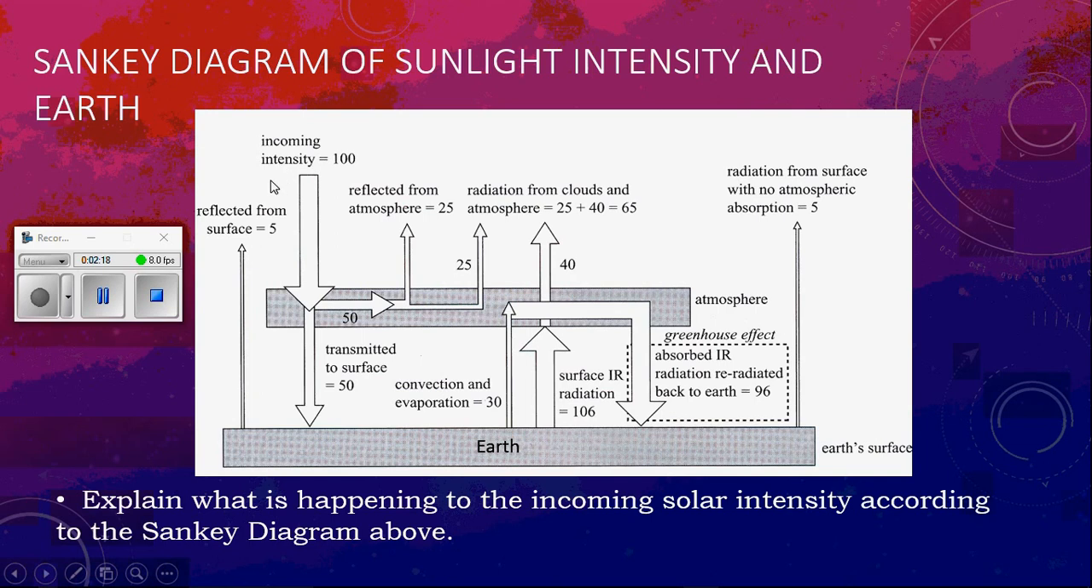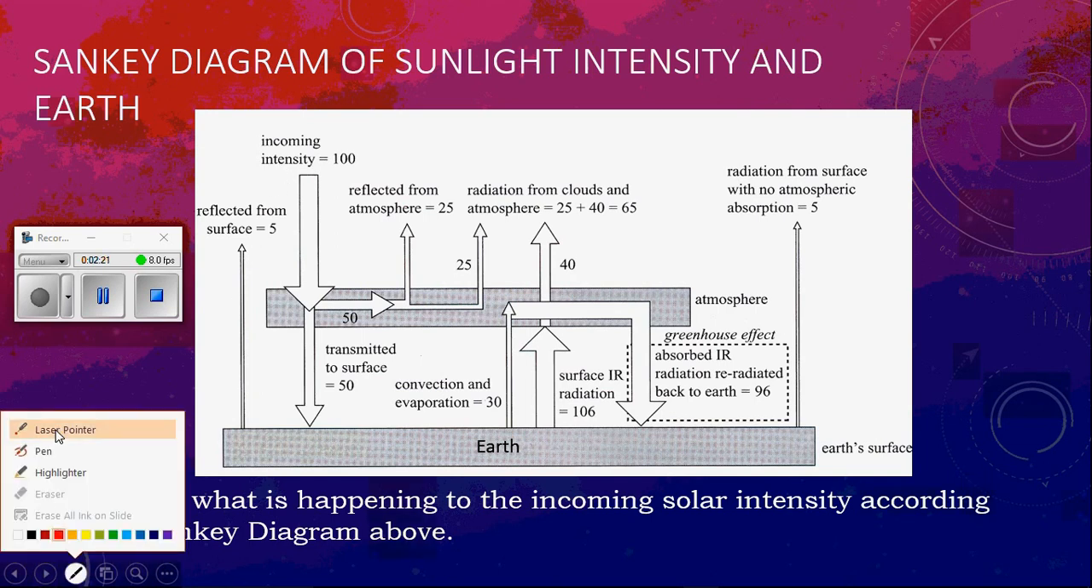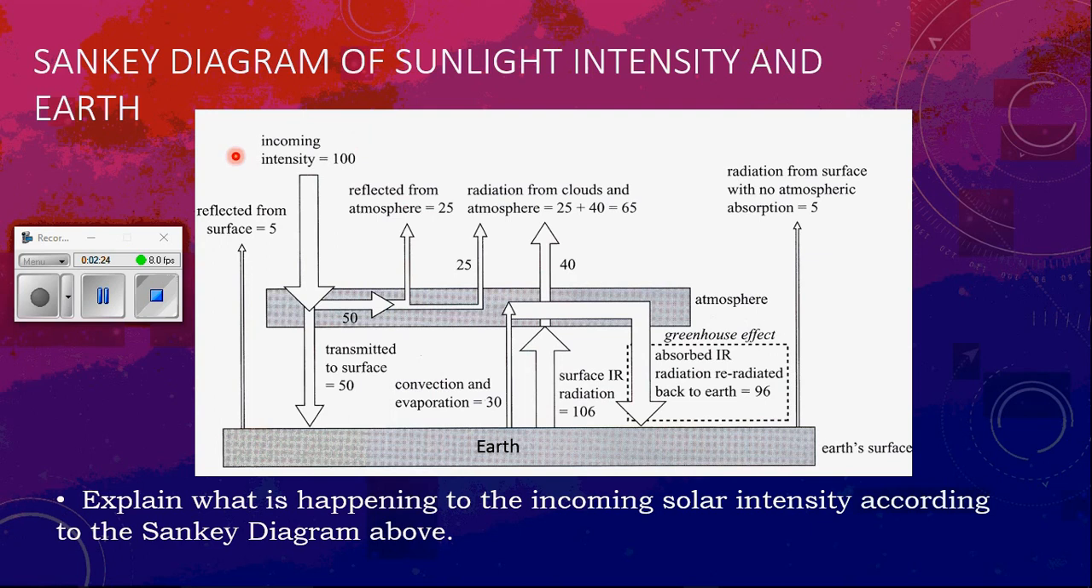So if you notice here, we've got an incoming intensity of 100%. And that represents, just like the previous slide, all of the electromagnetic energy that leaves the sun and heads towards our planet. Only 50% of that actually makes it to the surface of the Earth. Now, on the opposite end here, we have the electromagnetic radiation that is actually going to be absorbed by the Earth and then re-emitted by the Earth.